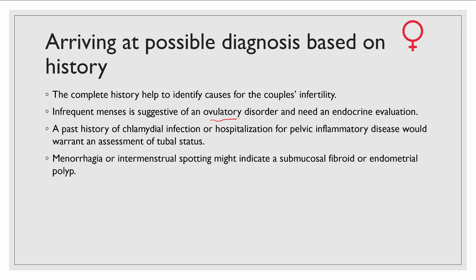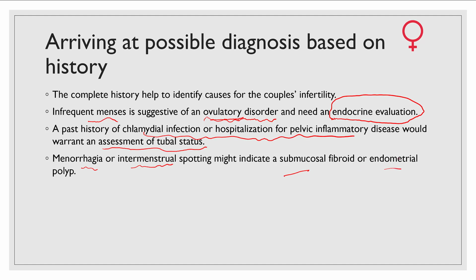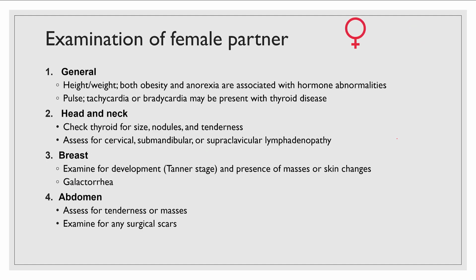Say if somebody has irregular periods, they may be having ovulatory problems. So you need to think about offering them a proper full endocrine evaluation of thyroid functions, FSH, LH, testosterone, and prolactin to rule out influence on ovulation. Previous chlamydia infection or hospitalization for PID or BSE would have damaged the tube. So you need to check the tube. People with irregular bleeding or heavy menstruation may be having a fibroid somewhere, or an endometrial polyp may be there. So you need to plan evaluation for those.